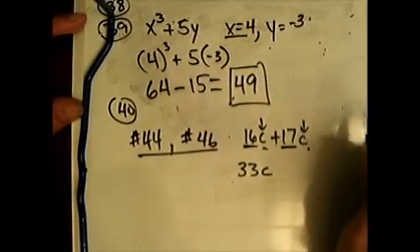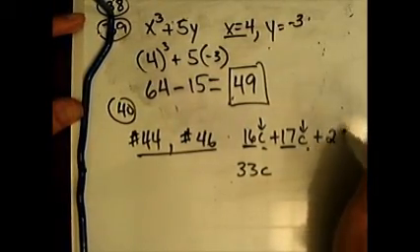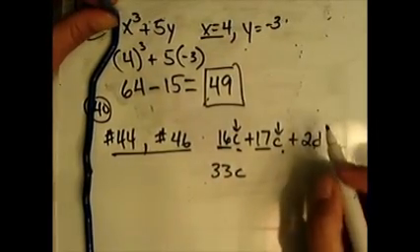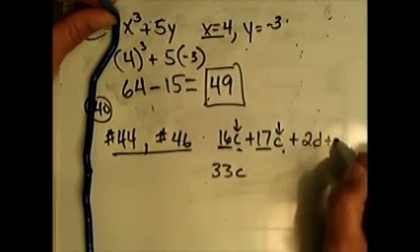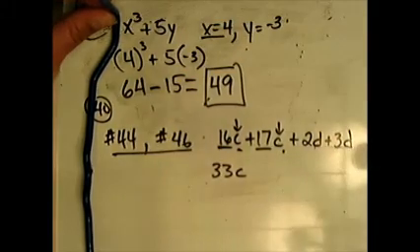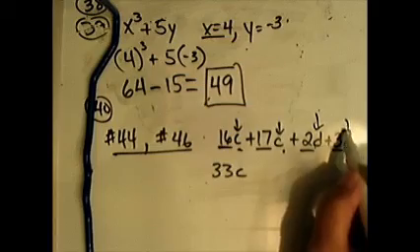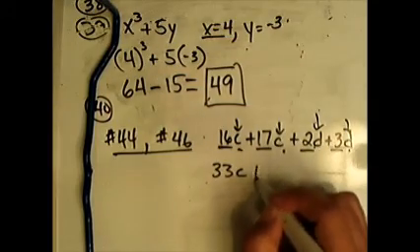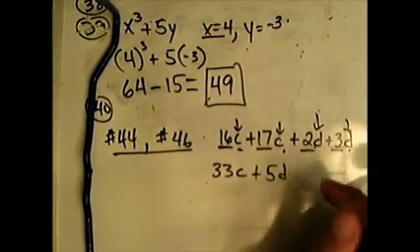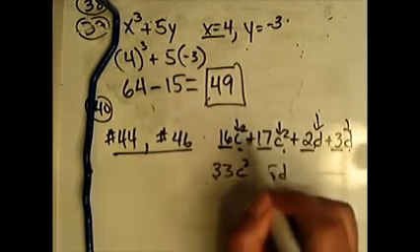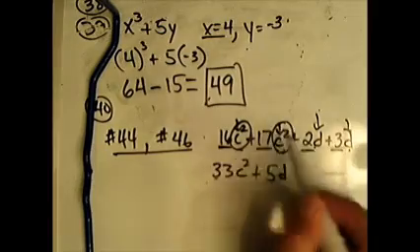But if I had a plus 2d here and a plus 3d, then I would add these two together because these two are exactly alike. That has a d, that has a d. So that would be plus 5d. Now if this had squared on it, then this would be 33c squared. But they'd have to be exactly the same in order to add it.